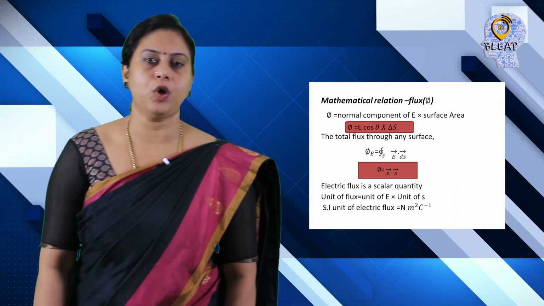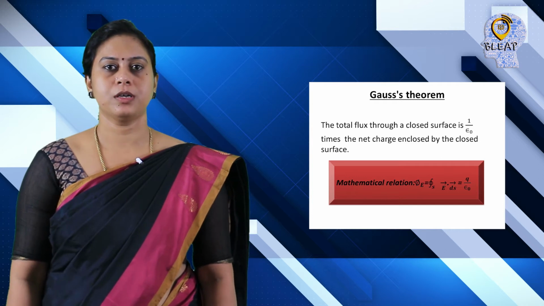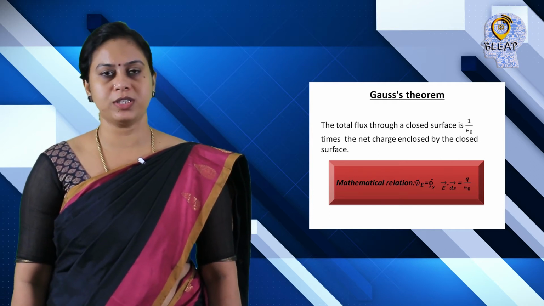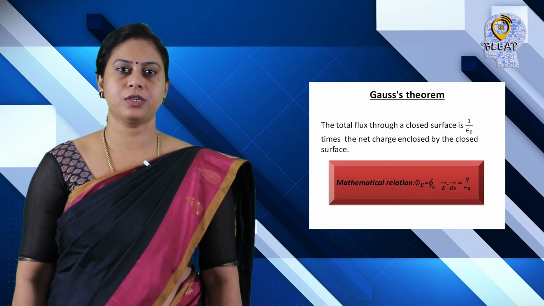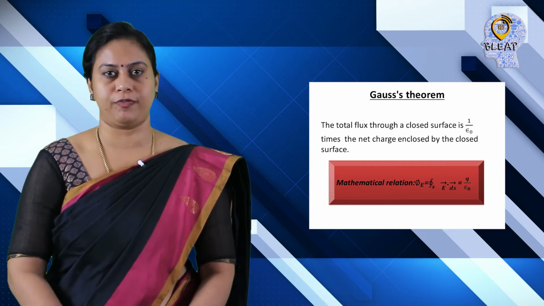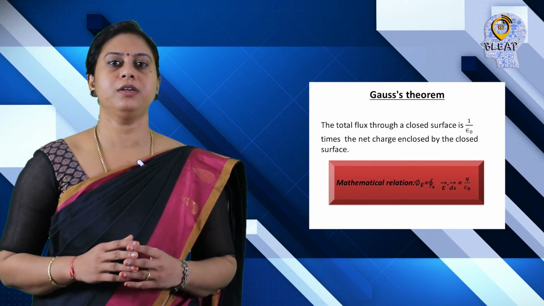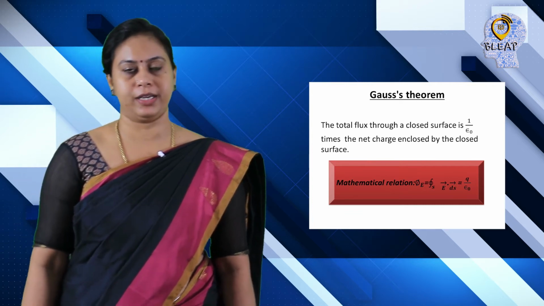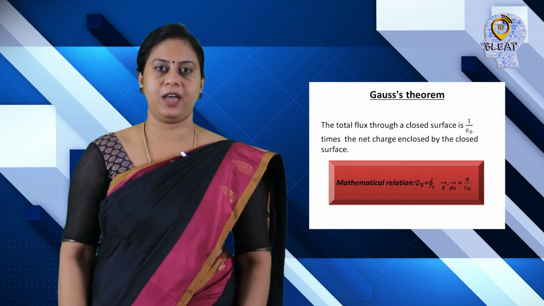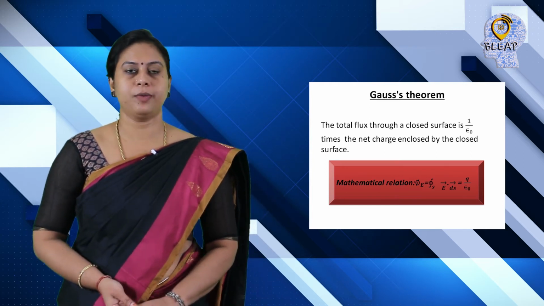Now we'll see Gauss theorem. The statement: the total flux through a closed surface is 1 by epsilon naught times the net charge enclosed by the closed surface. The mathematical relation phi E which is equal to closed integral over S E dot dS which is equal to Q by epsilon naught. Let us see the proof.